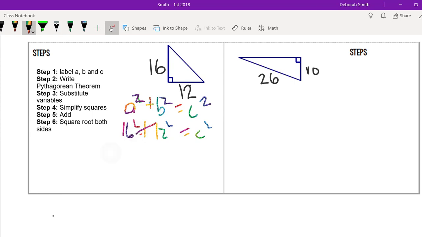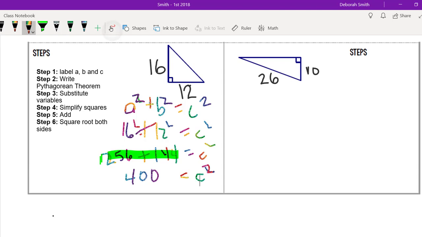16 squared is 256 and 12 squared is 144. That equals C squared. And now these two are on the same side of the equation, so we just use that operation, add, that's in between. 256 plus 144 is 400. Still have C squared on the right there. And then after that, the last step is to square root both sides.